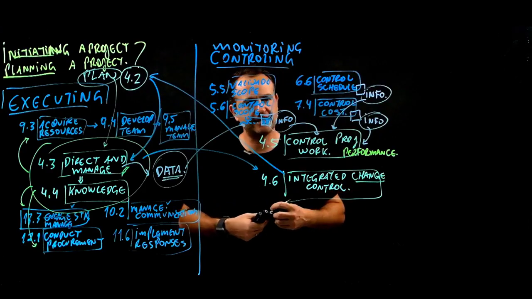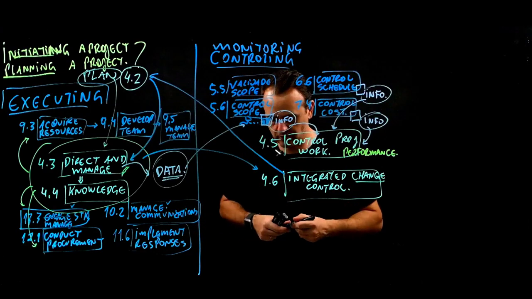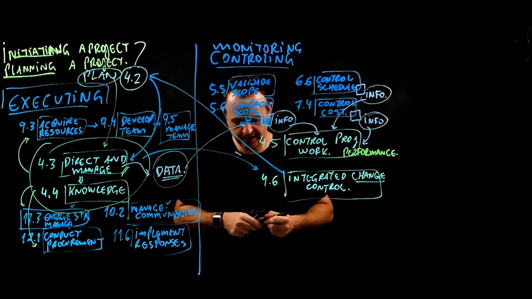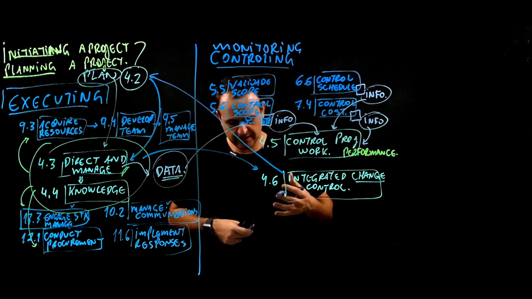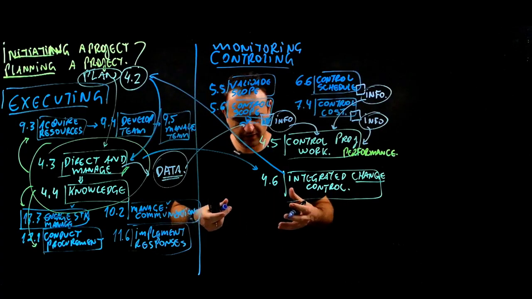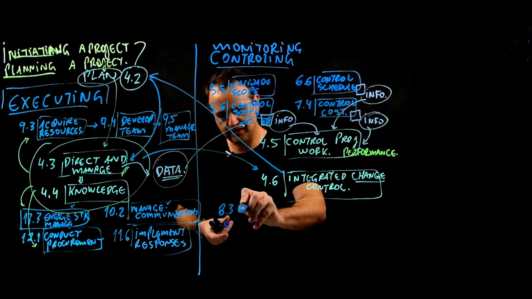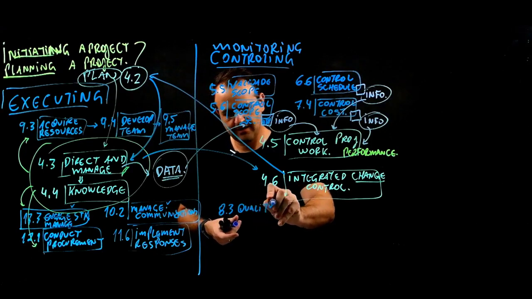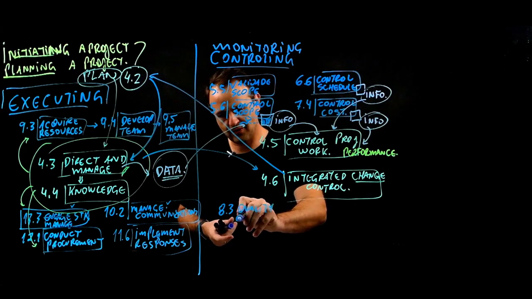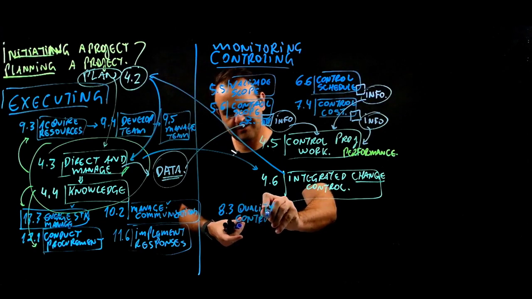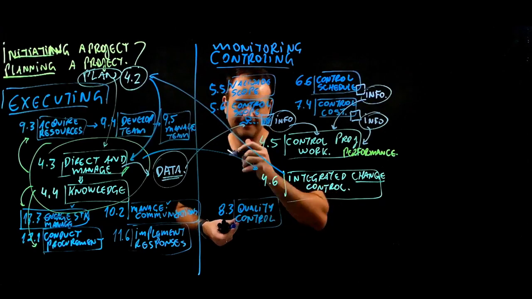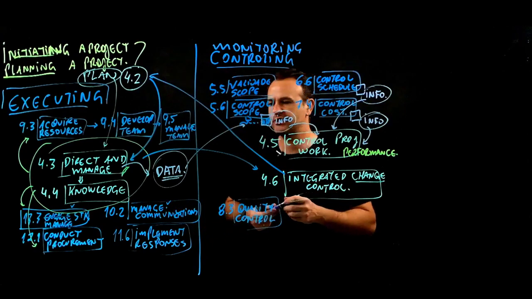We have control cost or cost control. We have quality control. And we have resource control. So for all the processes, we have controlling. I'm going to put it here, 8.3, quality control. And here we have our control quality. So here we have another very interesting aspect that you have to pay attention to.